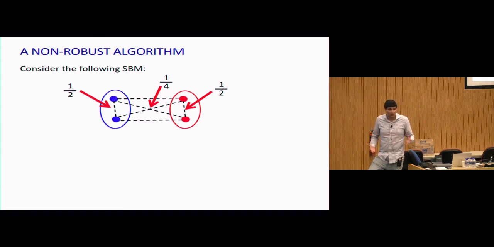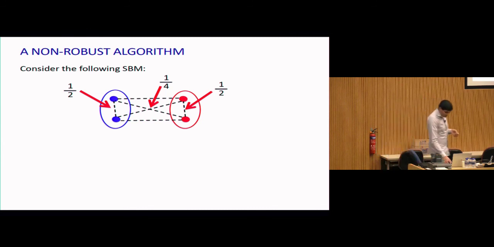So just to give you an idea about how these types of things work, let me give you an example of a non-robust algorithm and how you can break it with a semi-random model. So imagine I consider this bisection problem where within each community I connect nodes, I'm in a dense setting. The connection probability within a community is a half. The connection probability between communities is a quarter.